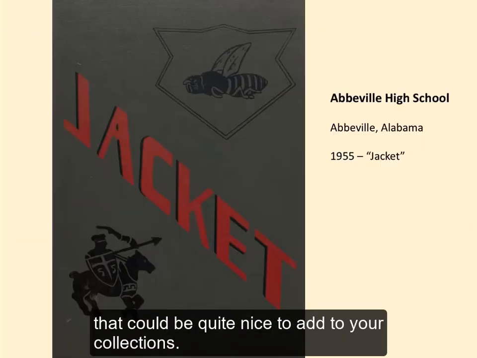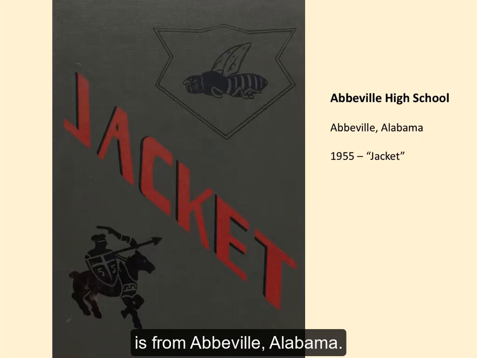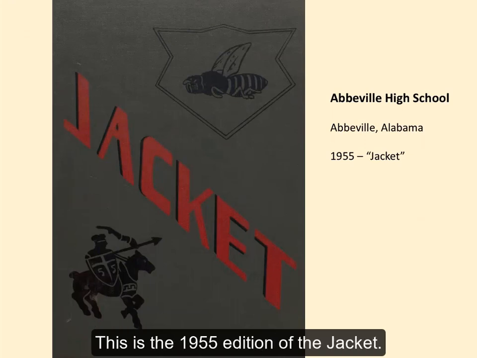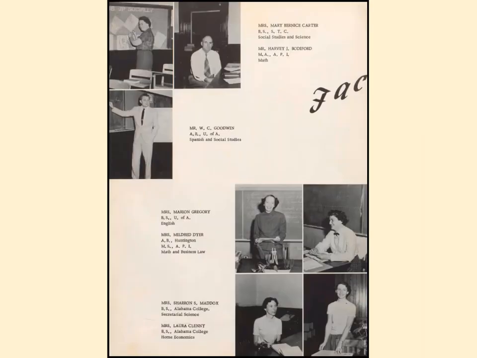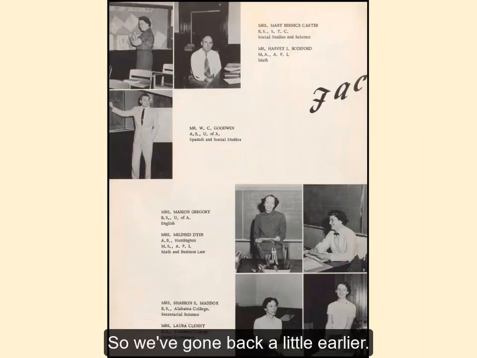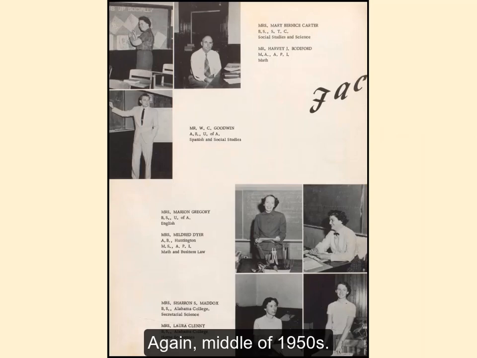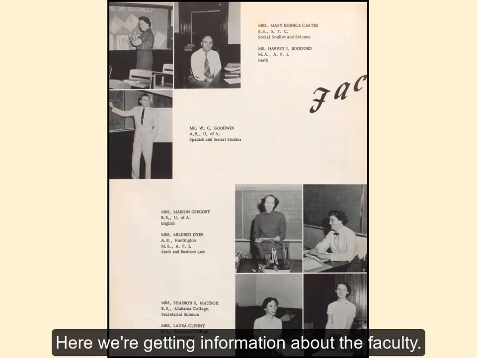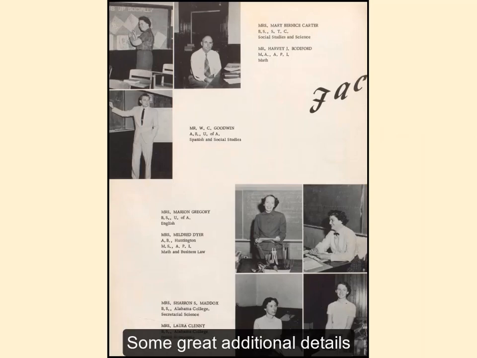The next example I want to show you is from Abbeville, Alabama. This is the 1955 edition of The Jacket. So we've gone back a little earlier, again the middle of the 1950s. Here we're getting information about the faculty, some great additional details about their educational background, the degrees that they hold, with some information about the universities that they attended.